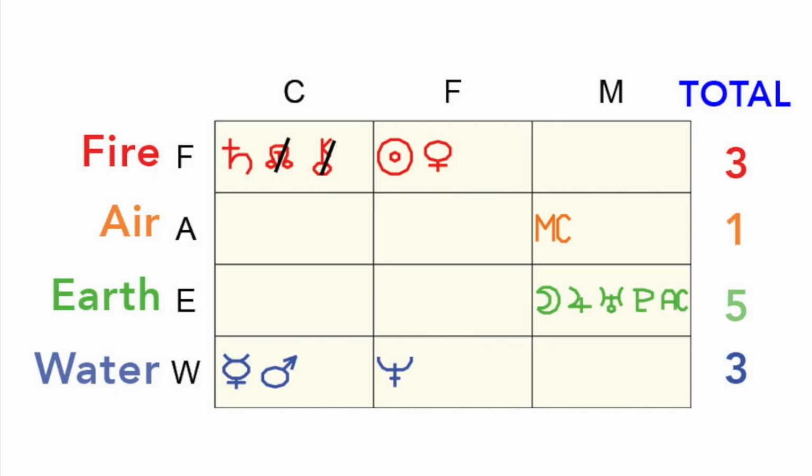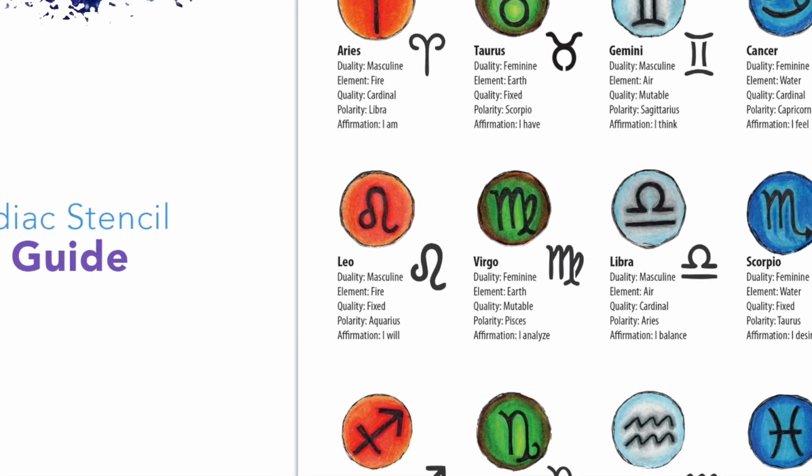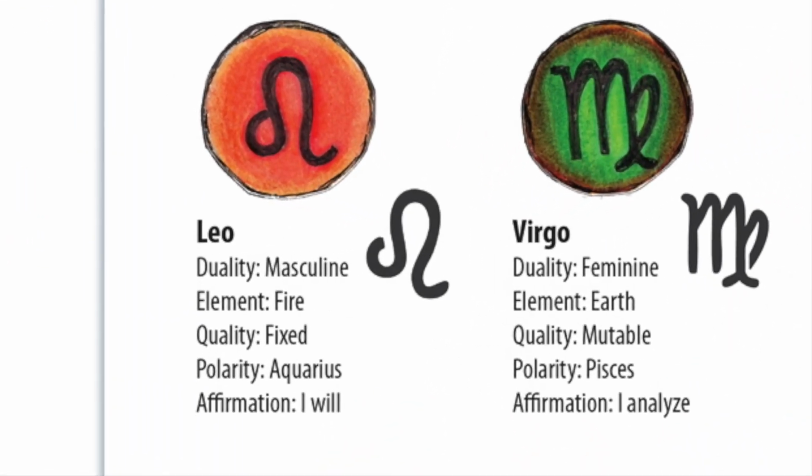Let's take me for an example. I don't have any planets in air. But if you look at earth, I have 5 things there. And if you look, some of them are planets. We've got a moon. We also have the AC. All of those are in the same sign. It's the sign of Virgo. And when you look up what is Virgo's keyword, it's I analyze.